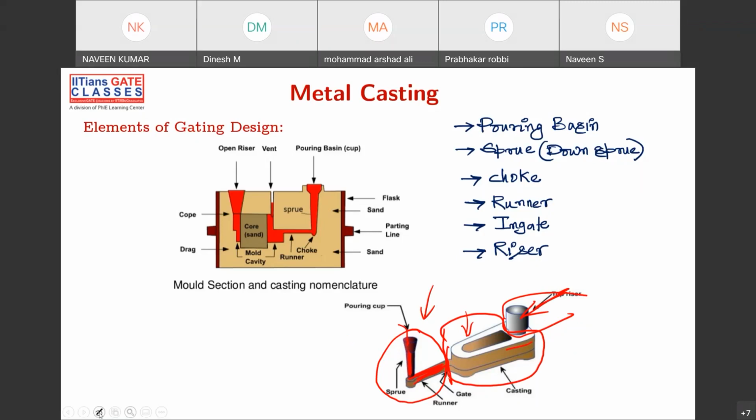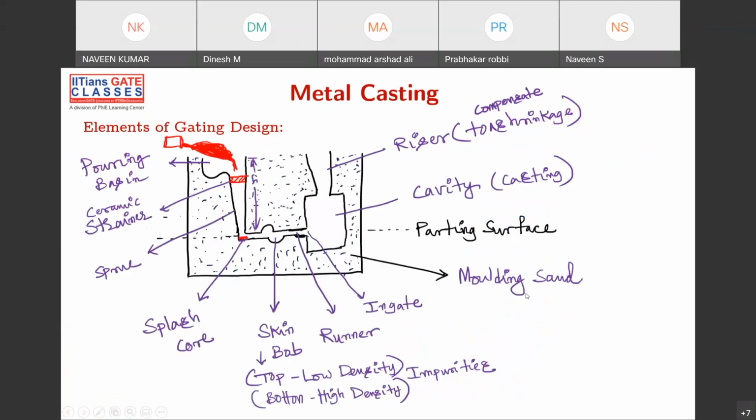Okay, fine. Let's discuss this in detail. So this is the proper diagram with all the gating elements in sand casting. This is sand casting. Okay, so how is the liquid metal entering into the cavity? Let me take some other pen.